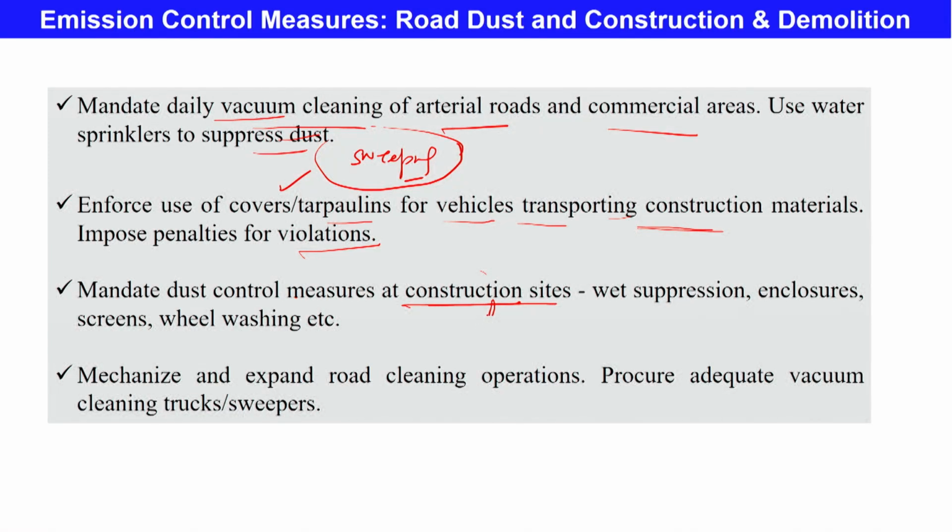Usually there are actually regulations on this, but these regulations unfortunately are not adopted very properly. So, it is very important that at the construction sites, control measures have been taken. Wet suppression is needed there, enclosures are needed, you must use the screen or wheel washing, this is very important. If you are not doing this, then this will be putting a lot of urban dust in the atmosphere.